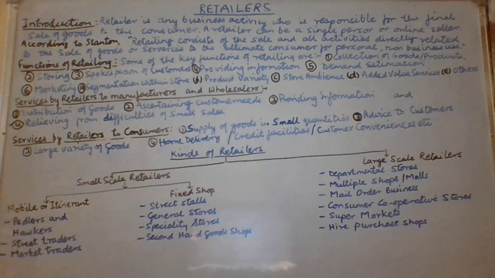Again, there are hire purchase shops. Under the hire purchase system, the buyer gets immediate possession of the goods without paying the full price for them. The customer only pays part of the purchase price at the time of entering into the agreement with the seller, called the down payment, and agrees to pay the balance in installments, which may be monthly, quarterly, or yearly, as per the mutual agreement between the customers and the retailers. So that's all in this video as far as retailing is concerned. Thank you.